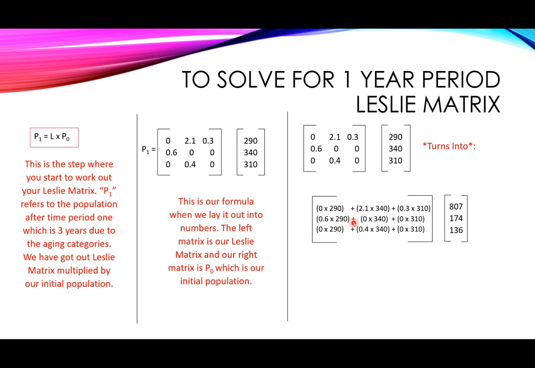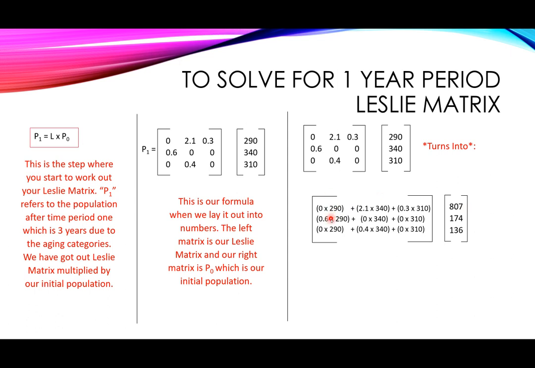Now, that turns into that by doing Leslie matrix math, or just more formally known as matrix math. So we go 0 times 290, and then 2.1 times 340, and 0.3 times 310. And when we add all of these up, we get 807, which is our total 0 to less than 3-year-olds.